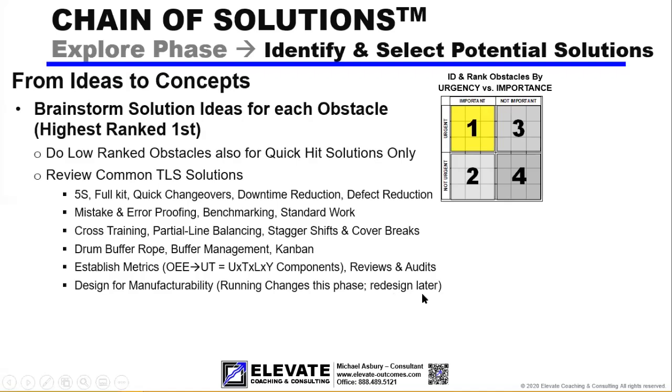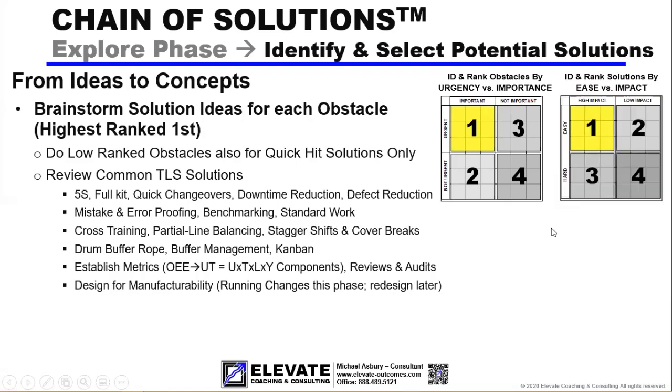Okay, so then we rank those potential solutions based on how easy we think they would be to implement and how much impact they would have. Okay, so instead of going 1, 2, 3, 4 like this with our obstacles, we're actually going easy high to easy low first before we get into the hard stuff. Okay, so then we can create a simplified QFD of the solutions versus the obstacles.